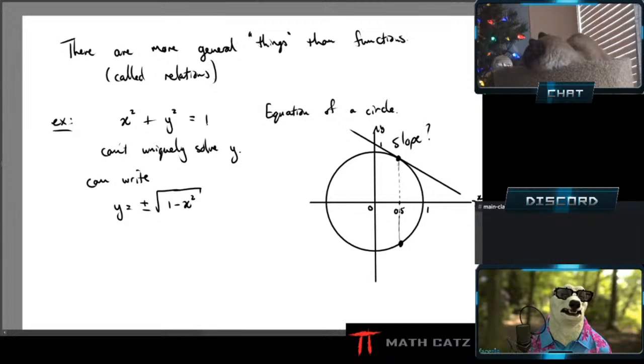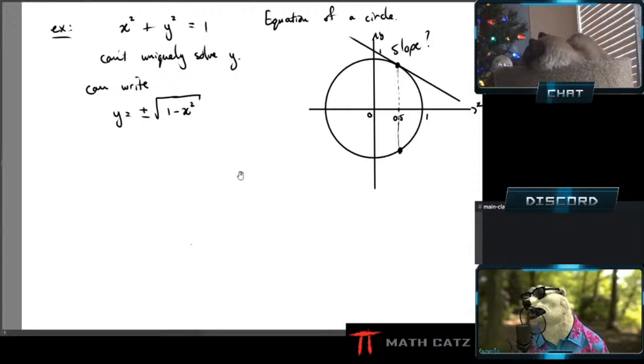I should still have a tangent line there, which means that tangent line has a slope, and I need to be able to find the slope. How do I do that? It's not a function. I use implicit differentiation. This is where implicit differentiation is necessary. It's crucial.